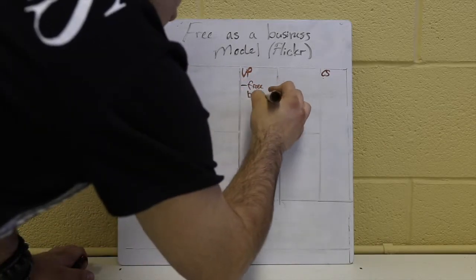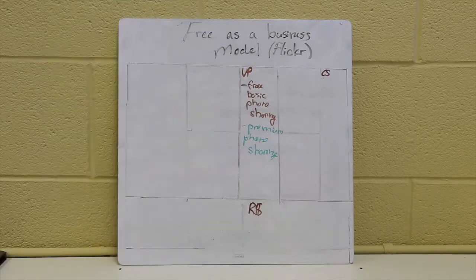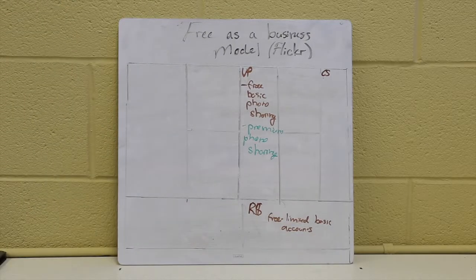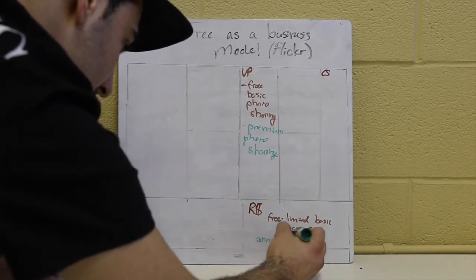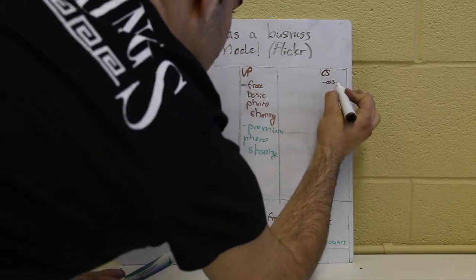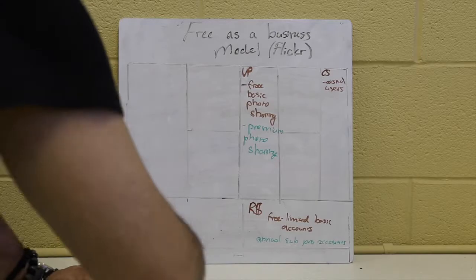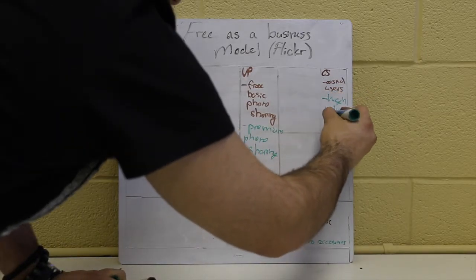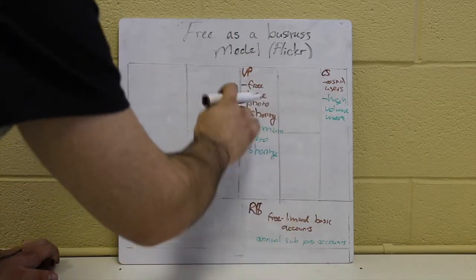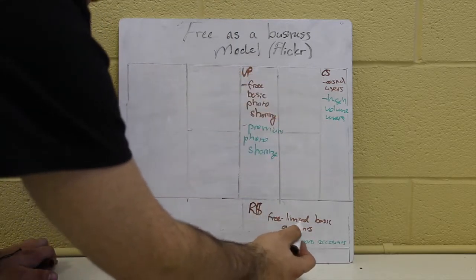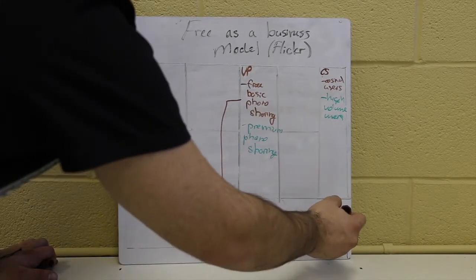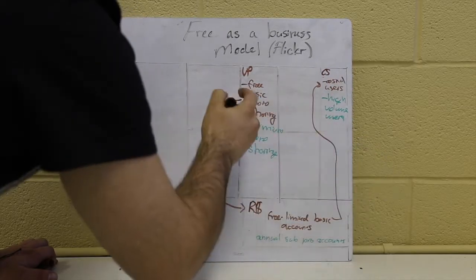So Flickr offers free basic photo sharing as well as freemium photo sharing services. The revenue streams that they earn cash from are the free limited basic accounts as well as the annual subscription professional accounts. The customer segments in the freemium portion of the business model are casual users as well as high volume users. The group that keeps on benefiting from a free service is what I've written in brown here: the free basic photo sharing value, with the free limited basic accounts as a revenue stream, and the casual users that utilize that.